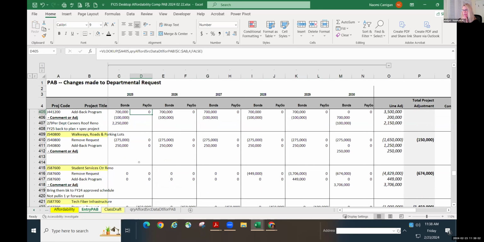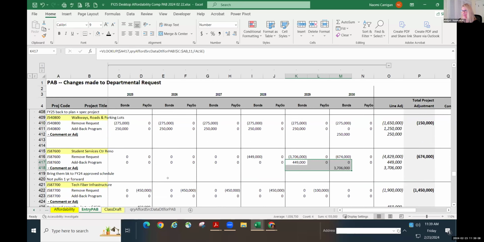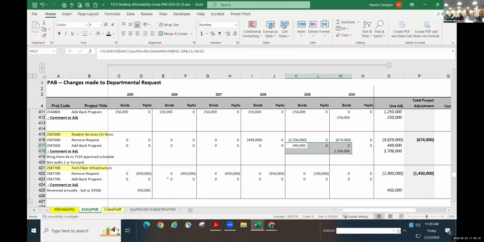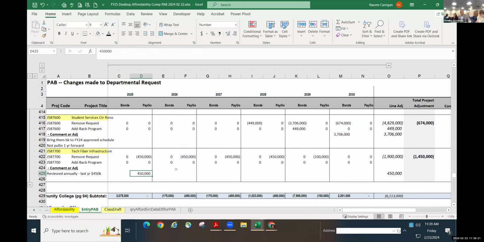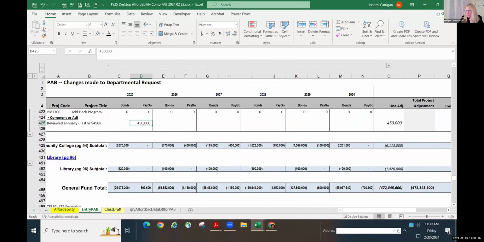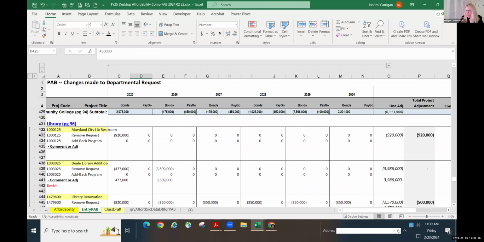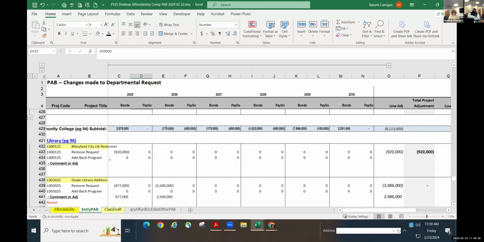For the Student Services Center renovation, we just brought it back to plan. Tech fiber infrastructure, we just gave them their fiscal year 25 ask. Delete. And the last one was the library, boy, which we cut the restroom.